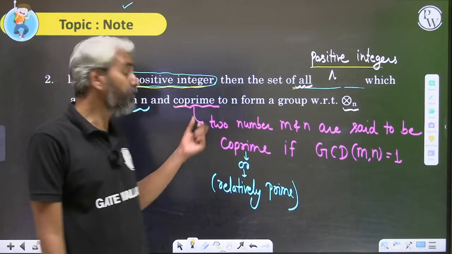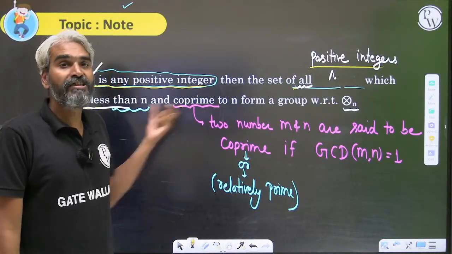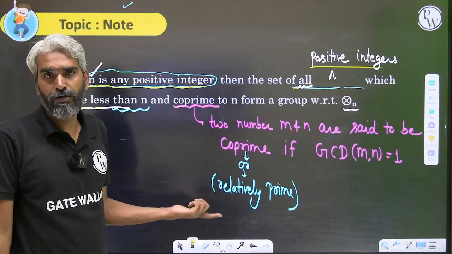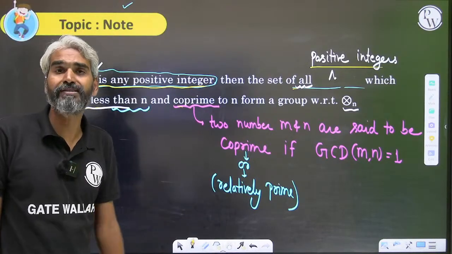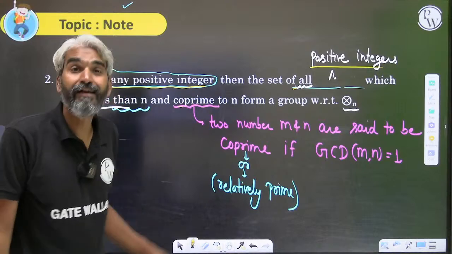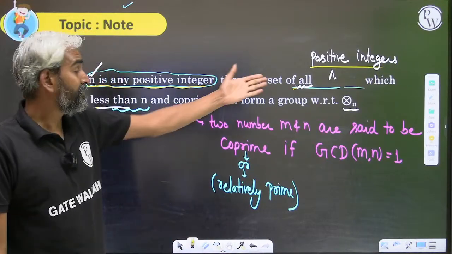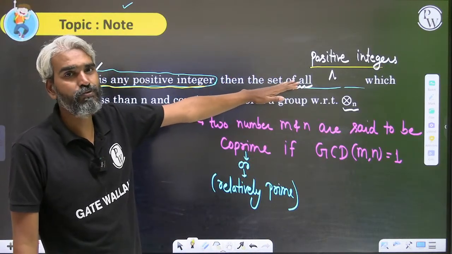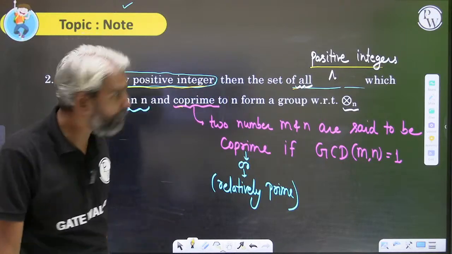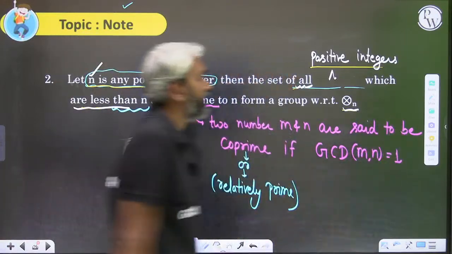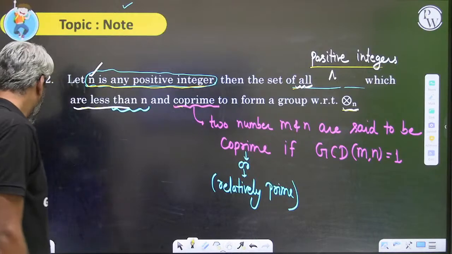Co-prime means that the GCD of those two numbers must be equal to 1. The only common divisor of those two numbers should be 1. Then only are those two numbers called co-prime or relatively prime. So the set of all such numbers which are less than n and co-prime to n is guaranteed to form a group with respect to multiplication modulo n.